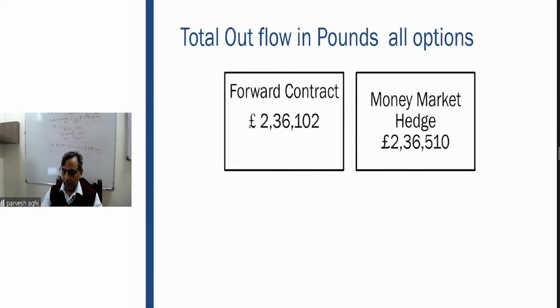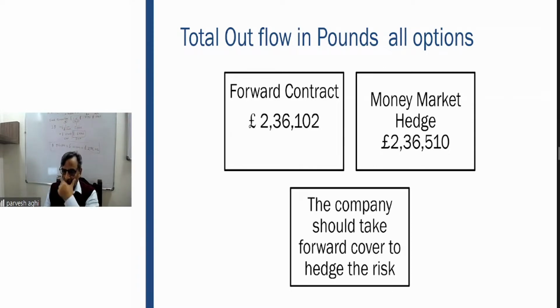Now we have both these things, forward contract and the money market hedge. The company should take a forward cover to hedge the risk. So the answer is that you should be taking a forward cover. I think Shailesh has already pronounced the answer: the forward rate is better. If you use the forward contract, the total outflow was 2,36,102 pounds. But when he used the money market hedge, the total outflow was 2,36,510 pounds. So which is better?